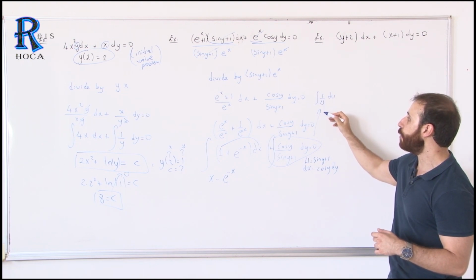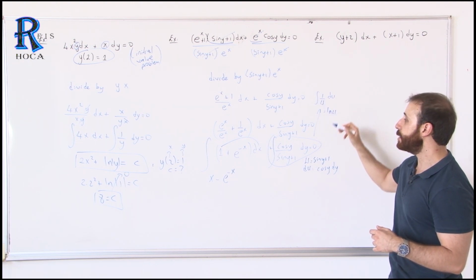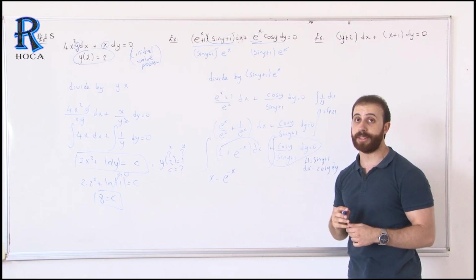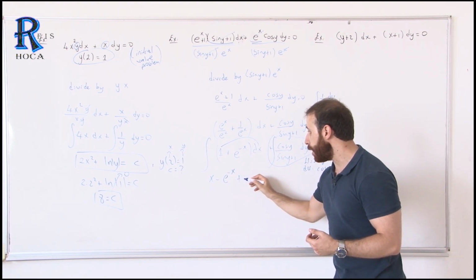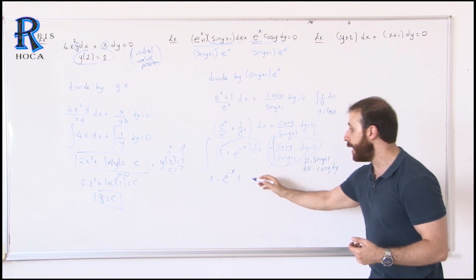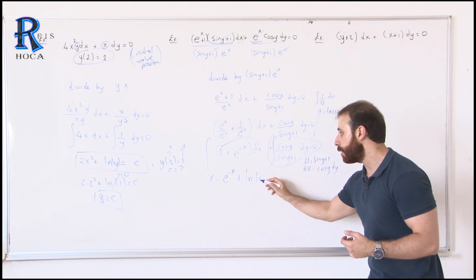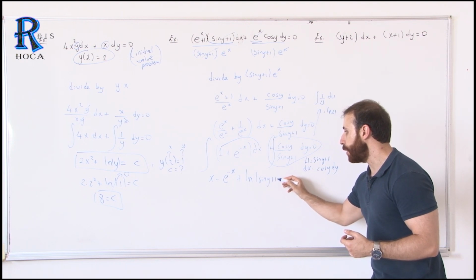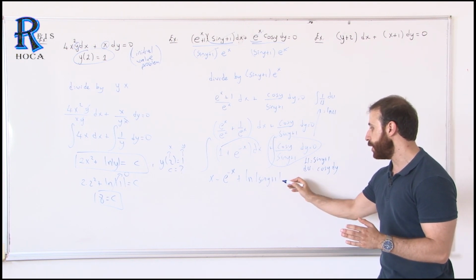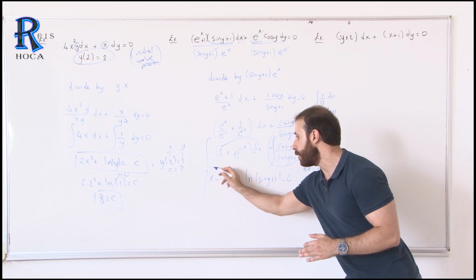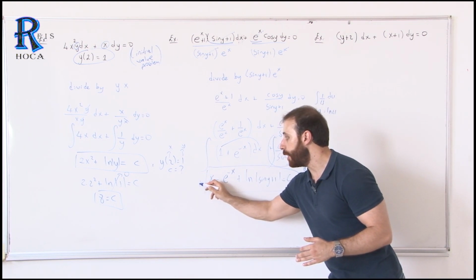What's the integral of 1 over u? We know it's ln u. So the integral of these parts equals ln u. And what is u? We wrote sine y plus 1, we put it in absolute value, it's finished, equals c. And we calculate our solution.